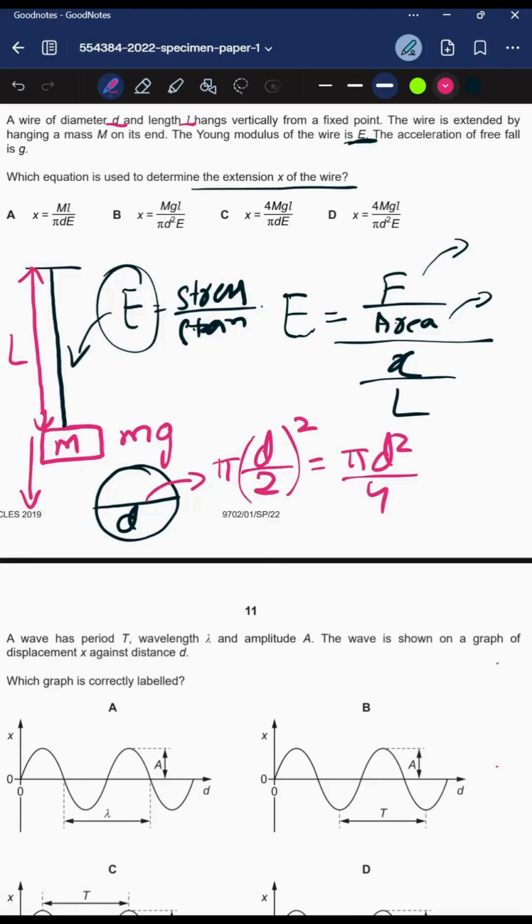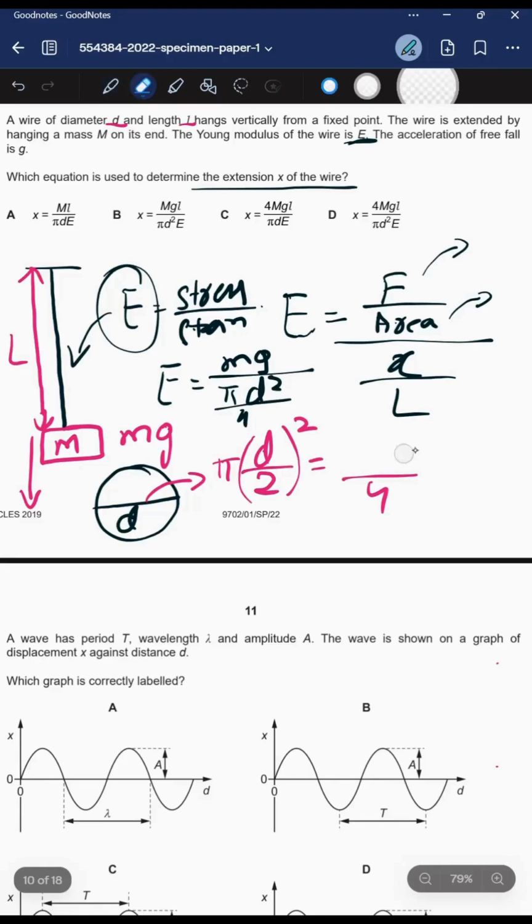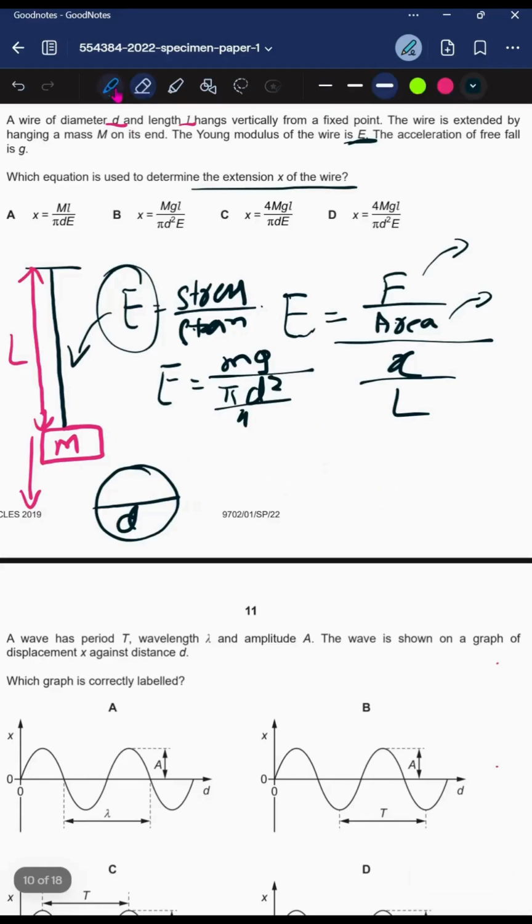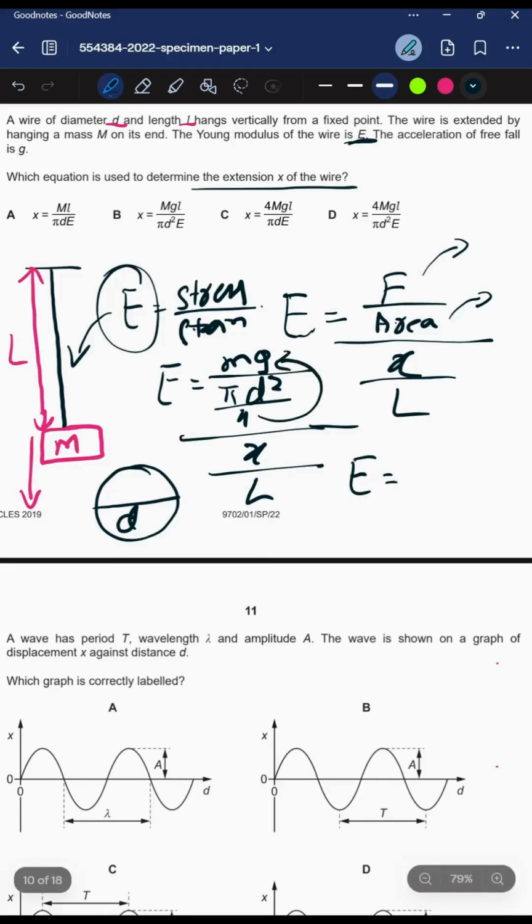Now let's substitute these values into the formula of Young modulus. So the Young modulus E is equal to the force, which is mg, divided by the area, which is pi d square over 4, divided by x, the extension, divided by the original length L. After simplifying this fraction, this 4 will multiply with mg, so E is equal to 4 times mg times L divided by x times pi d square.